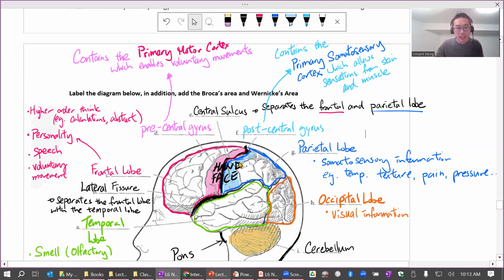So I want to ask you, does this part here where my arrow is process feeling from your right hand or left hand? Help me out here, please. Let's do a poll. Let's see what you guys think. My question is, does this part right here process the right hand or left hand? If you think it's right, please choose A. If you think it's left, please choose B.